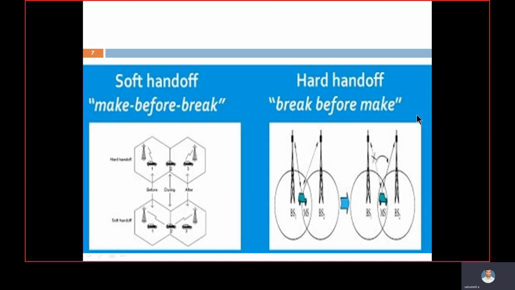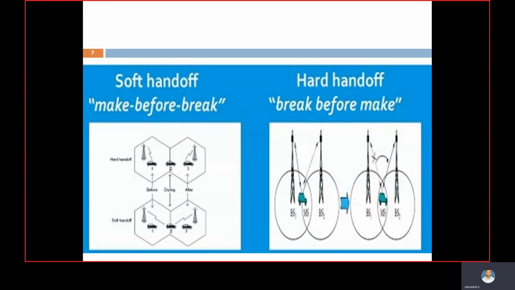See this figure. Whenever two base stations have two different frequencies and the mobile is moving from one base station to another base station, the hard handoff occurs before taking the channel from BS2. First, you break the previous channel from BS1 and then take the new channel from BS2. That's why it is break before make. That is, to make a new channel, we have to break the previous channel. That's why it is called hard handoff.